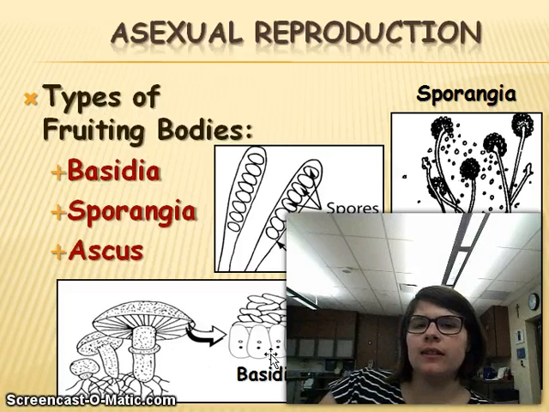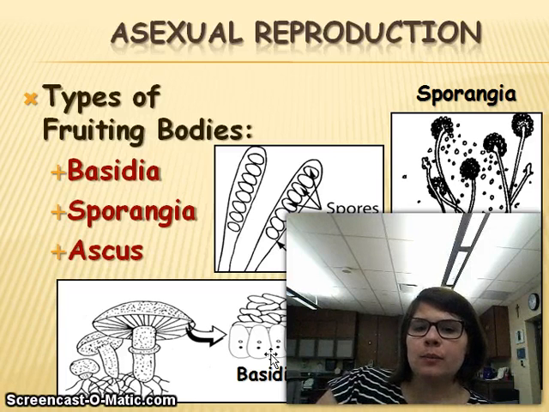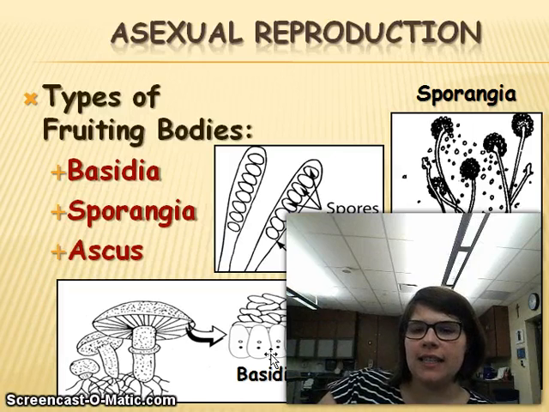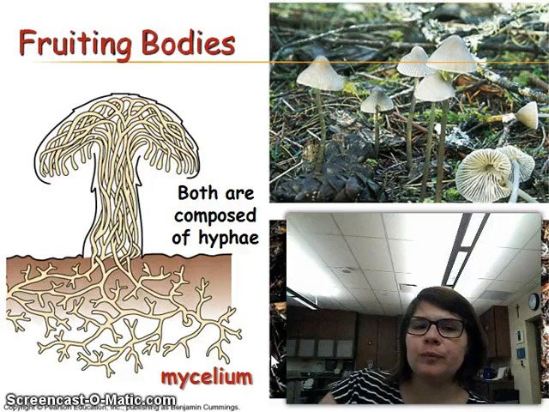So we have types of fruiting bodies. We have three types of fruiting bodies: basidia, sporangia, and ascus. And actually, we will see when we do classification that this is one of the ways we classify our fungus. So let's start with fruiting bodies.